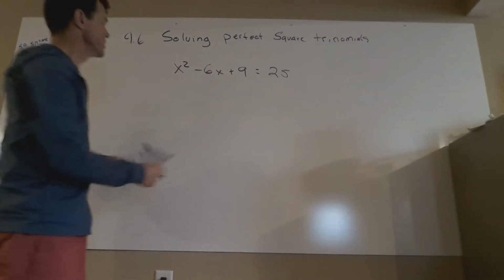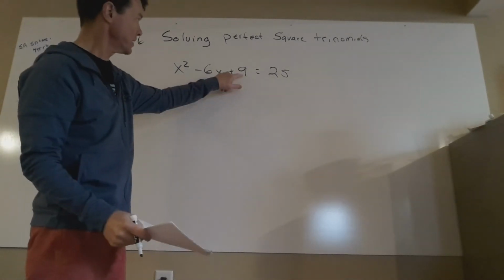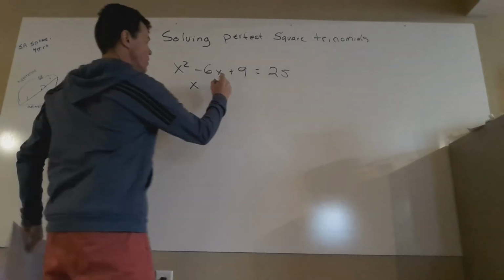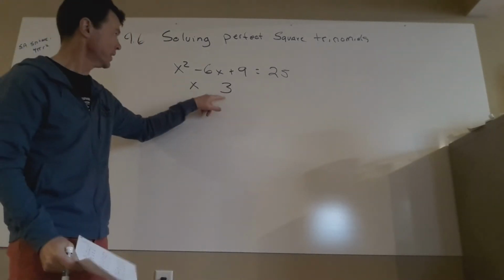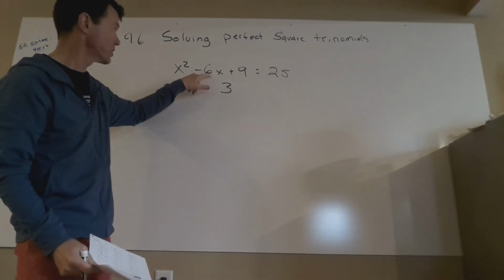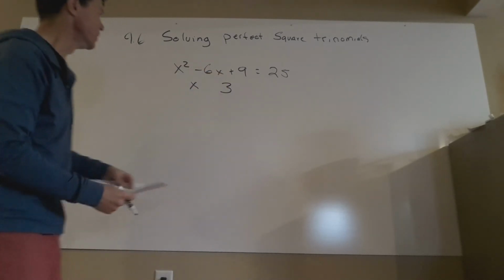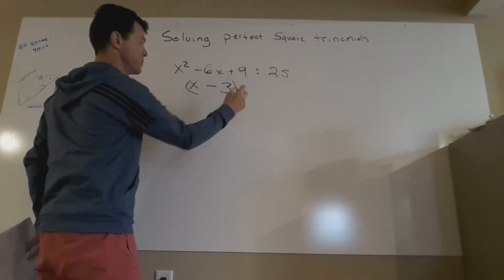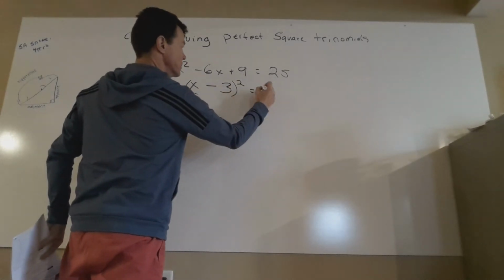The square root of this first term is just x. The square root of the second term, the square root of 9, is going to be 3. x times 3 is 3x, double that, and it does in fact equal 6x, so this is a perfect square trinomial. It follows the pattern here, minus followed by a plus. So you have x minus 3 quantity squared equals 25.